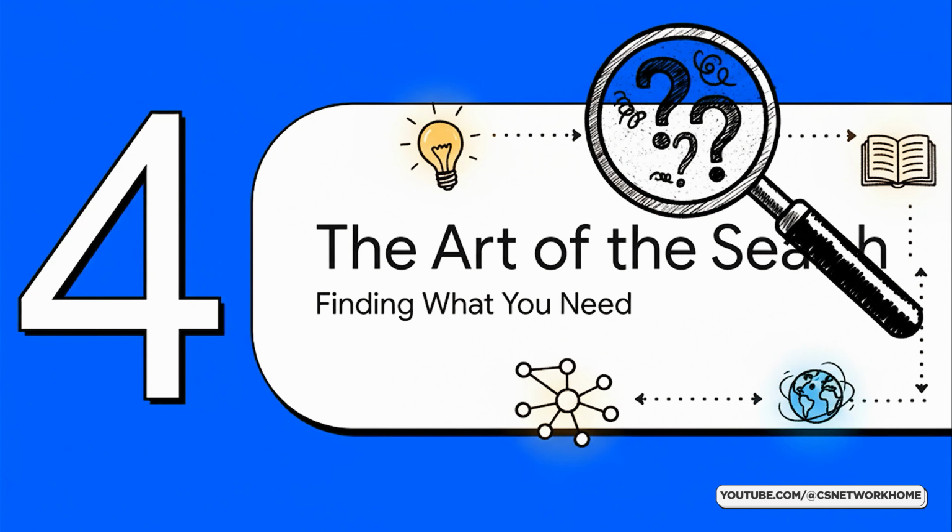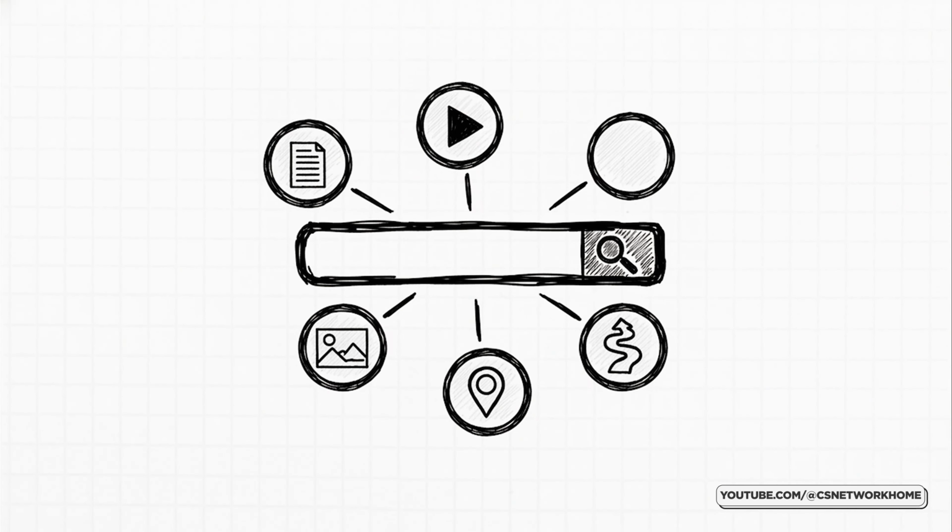So we've figured out how to get to places we already know about, and we know how to save our favorite spots. But the real magic of the internet, the real adventure, is in discovery. It's in finding the stuff you don't even know exists yet. And for that, we need to master the most powerful tool in our entire toolkit, the art of the search. That search bar is your key to, well, pretty much everything.